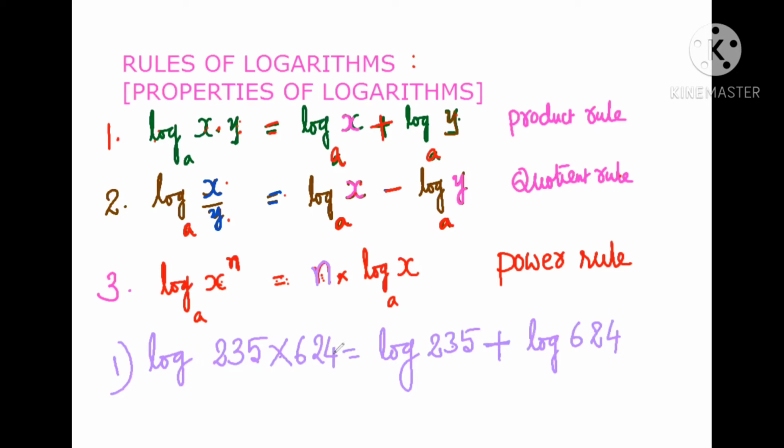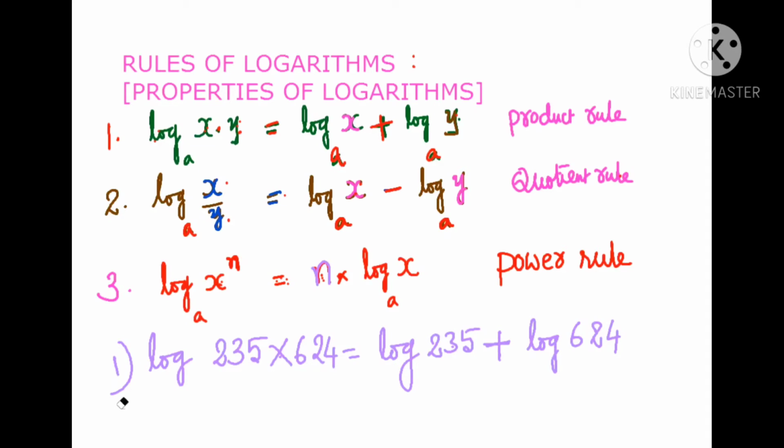So here base is not given. If base is not given, the base should be taken as 10. This is called general logarithm. For any logarithm, if base is 10, then the logarithm is called general logarithm. In that case, we need not write 10, so we just write like this, logarithm of 235 and 624 equal to logarithm of 235 plus logarithm of 624.